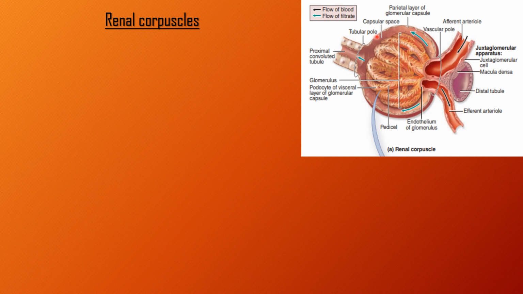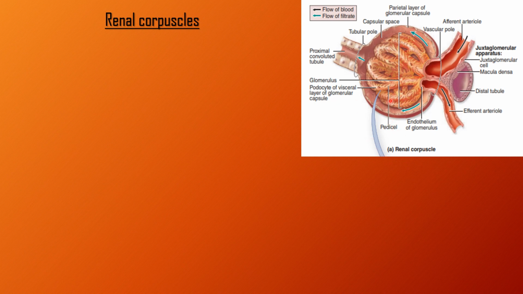So this is the Bowman's capsule, or the glomerular capsule. It is lined by a parietal layer, as this is the parietal layer of the glomerulus, and the visceral layer of the endothelium, and both are lined. In between them there is a capsular space. As you can see here, this is the capsular space.